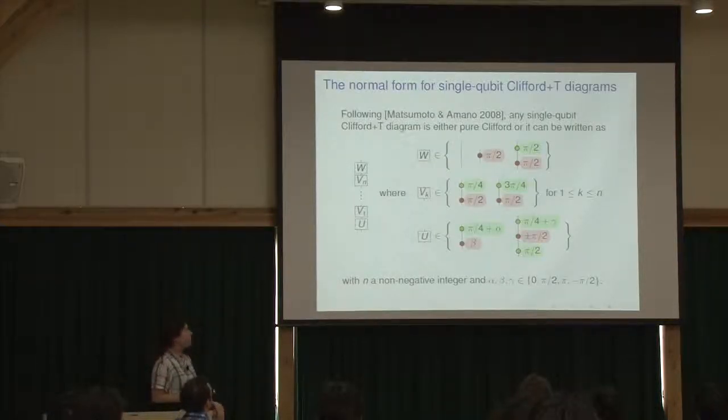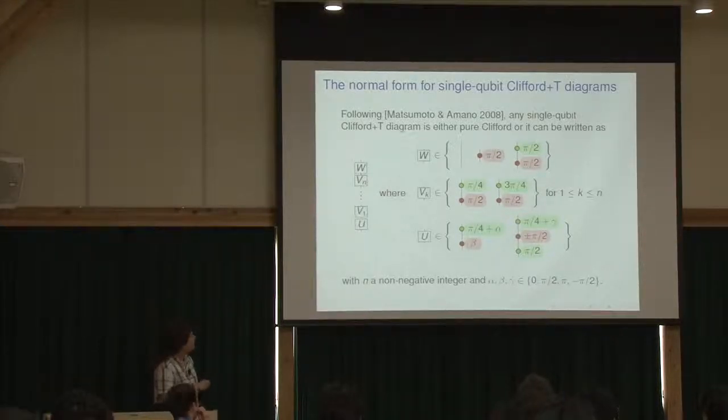This is the normal form for single qubit Clifford plus T diagrams, which is the core of our proof. This normal form is unique, and because all our rewrite rules are invertible, that means if we have two diagrams which we think may be equal, we reduce them to their normal forms, and if those normal forms are identical, we can just invert one set of rewrite rules, and that gives us a proof within the ZX calculus that the two diagrams are equal. This work is based on a paper by Matsumoto and Amano, where they do pretty much the same thing for quantum circuit diagrams.